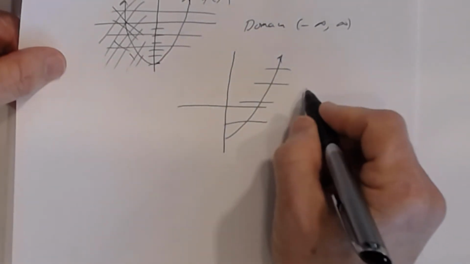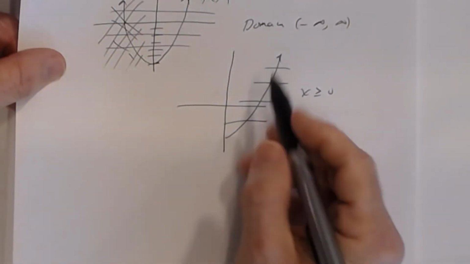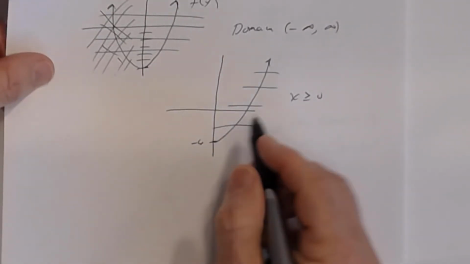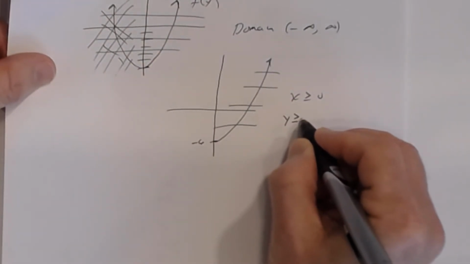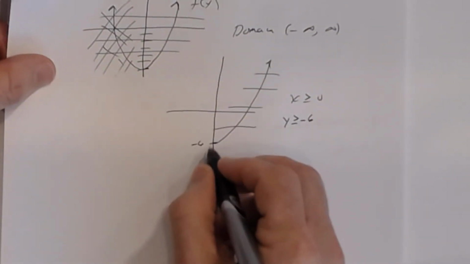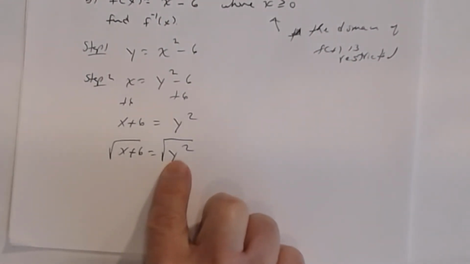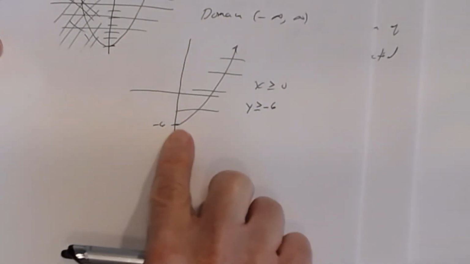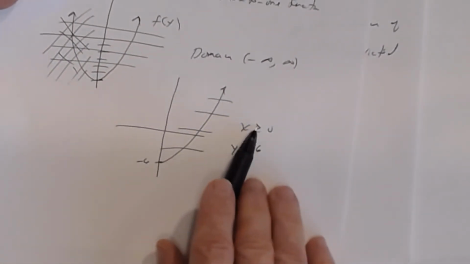So notice that x here is greater than or equal to 0. That's the domain. And the y value, see this is negative 6 right here. And the range is negative 6 or larger, so greater than or equal to negative 6. Okay? So when you take the square root of both sides, you're only using the positive square root, not the negative. You're only using the positive square root.